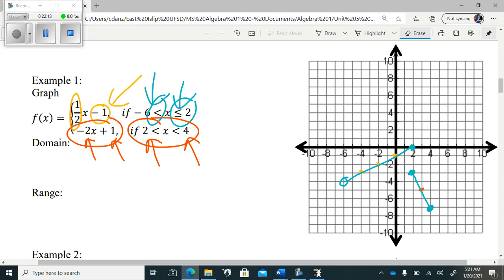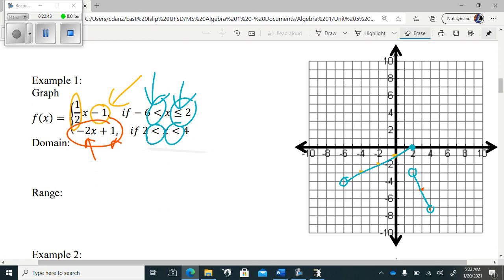And check your open circle, closed circle. Notice it should be open circle at both ends. So I'm actually going to change this to an open circle and an open circle. There we go. So now let's talk about domain and range.